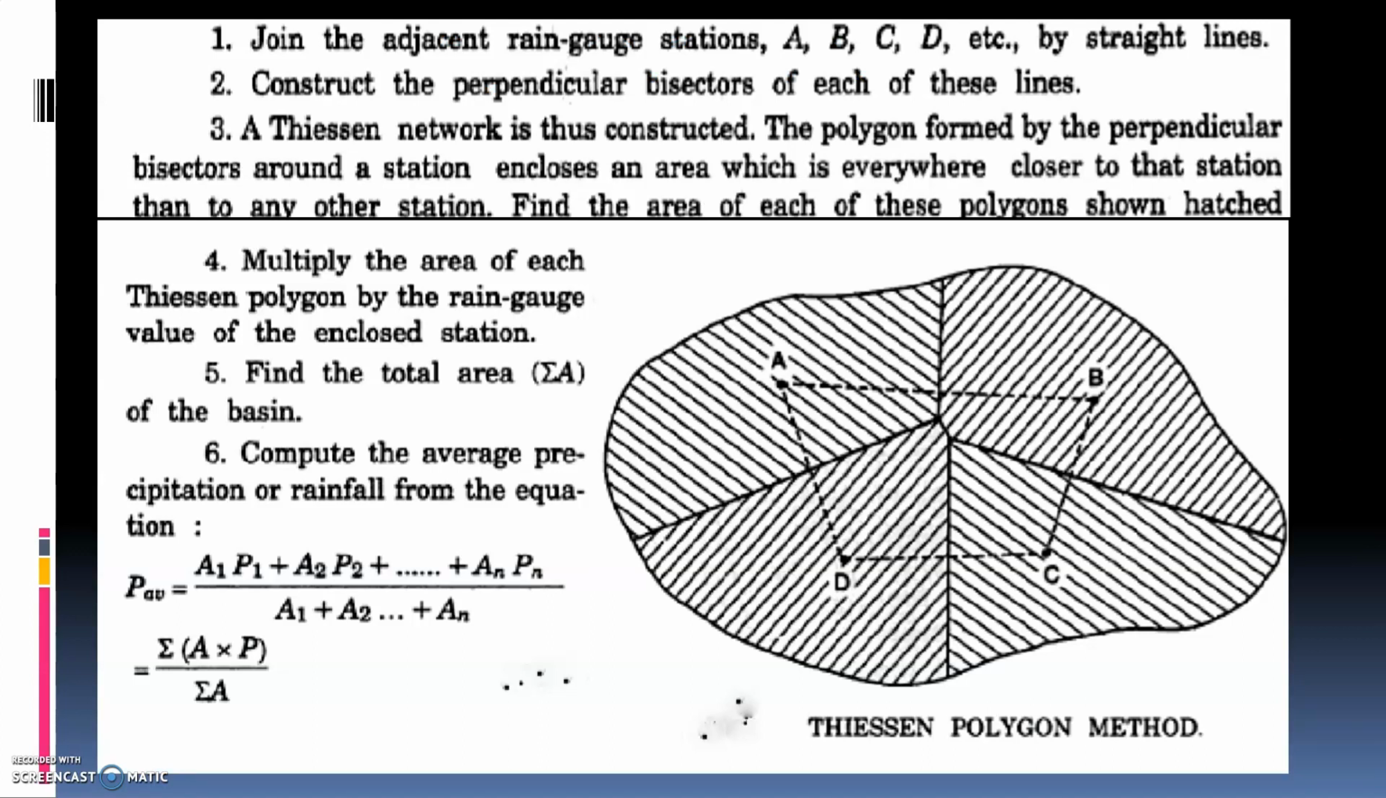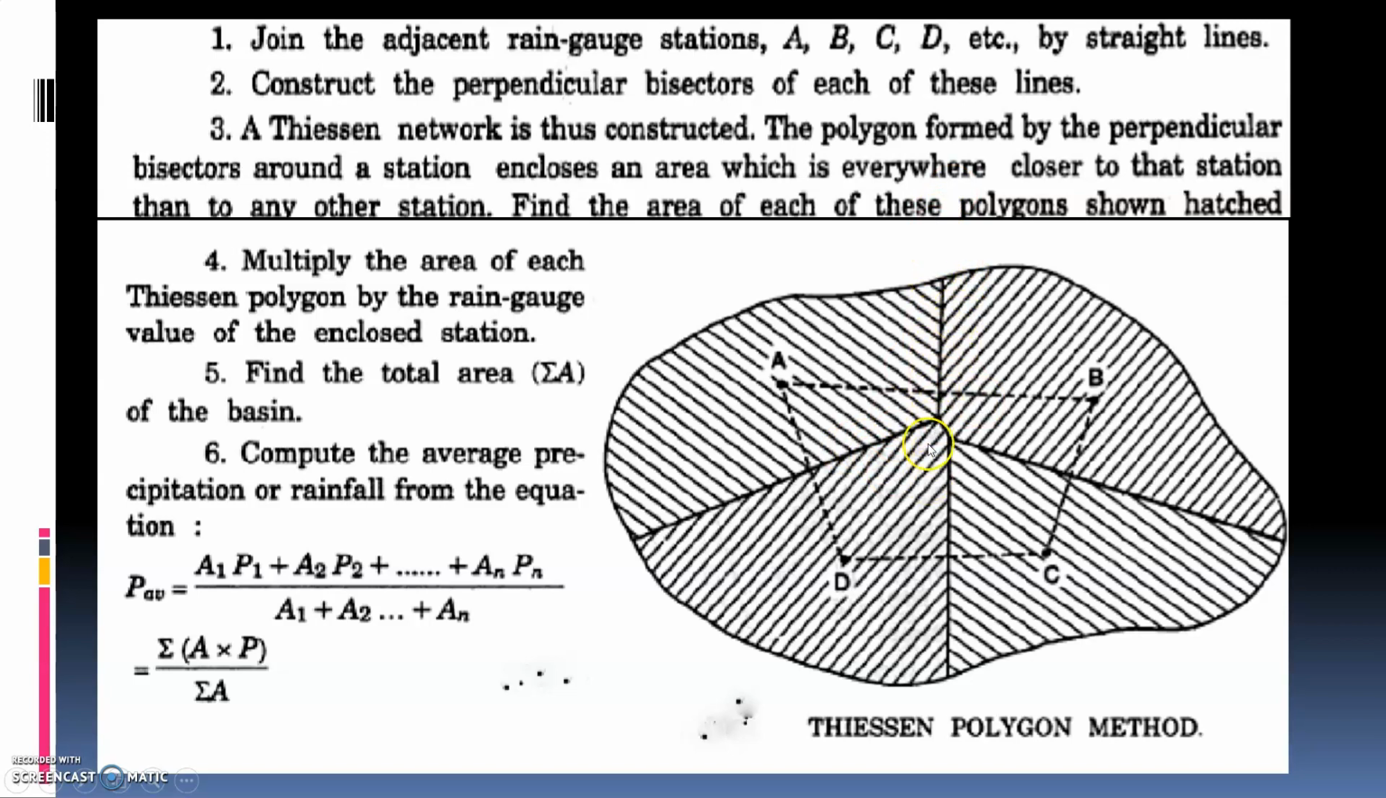The procedure of the Polygon method is: first you have to join the adjacent rain gauge stations A, B, C, D. These are the rain gauge stations A, B, C and D. First you have to join the rain gauge stations by straight lines: A to B, B to C, C to D, D to A. Construct the perpendicular bisectors of each of these lines.